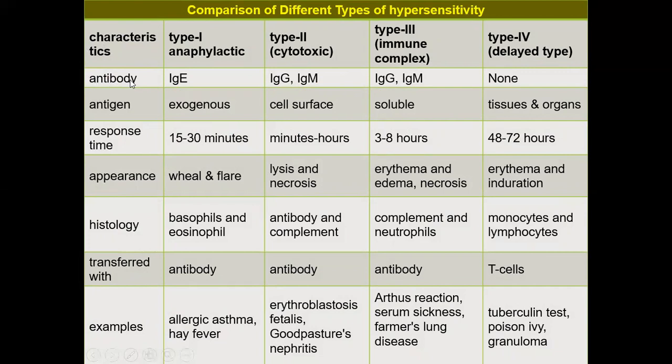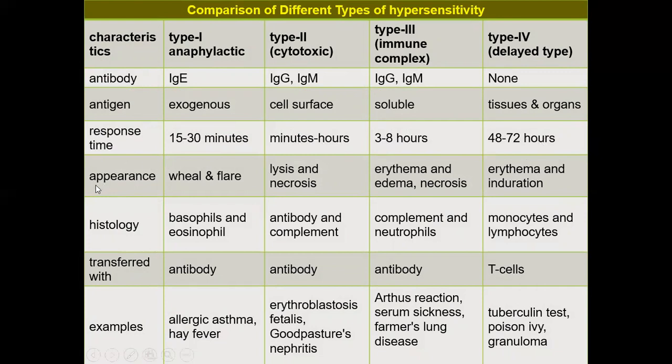So the antibody present in type 1 is IgE, type 2 IgG, IgM, IgG, IgM in type 3, and no antibody is involved in type 4 because it is cell mediated. Okay. And the antigen here in type 1 is exogenous, type 2 cell surface, type 3 soluble, and type 4 tissues and organs. And the response time taken to develop the reaction in type 1 is 15 to 30 minutes, type 2 minutes to hours, type 3 3 to 8 hours, and type 4 48 to 72 hours.